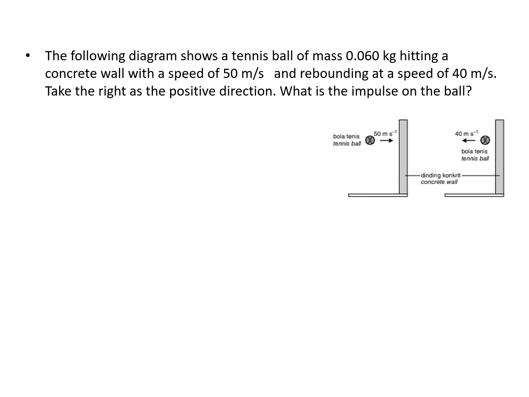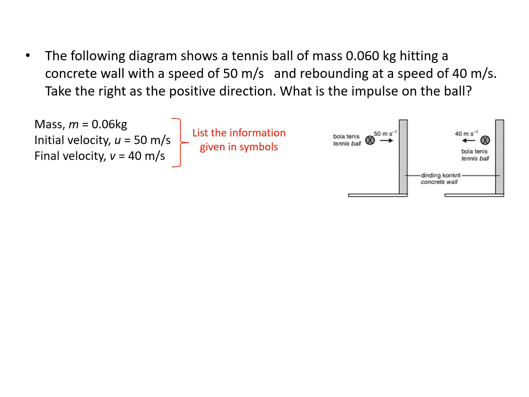The first step that we need to do is list out all the information given in the question by using symbols. For mass, we can write m, which is 0.06 kg. For initial velocity, we can write u, which is 50 meters per second. And final velocity v is 40 meters per second.